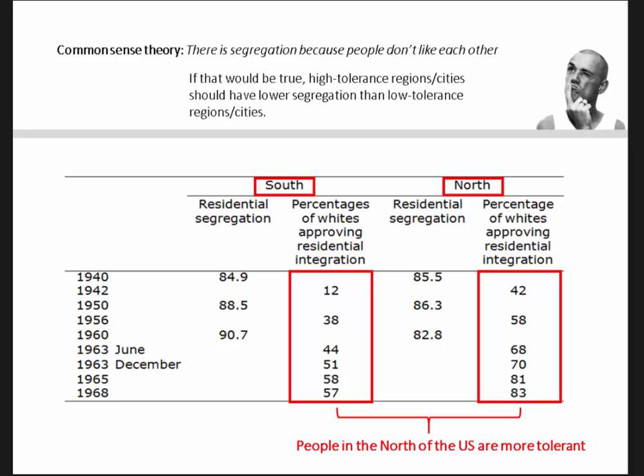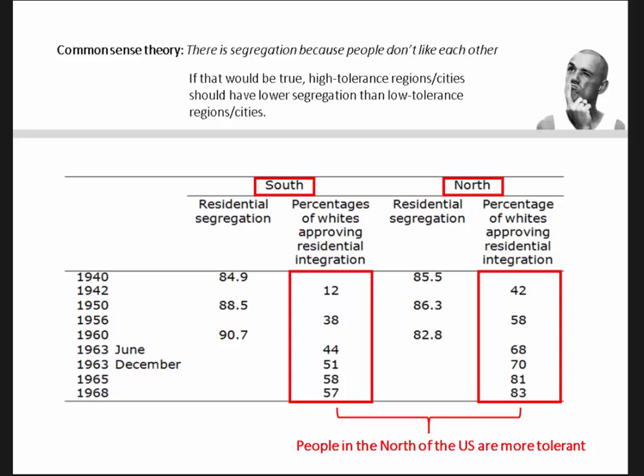So basically from these numbers you can tell that the South is less tolerant than the North. In 1942, only 12% of the people in the South were in favor of approved integrated neighborhoods, while in contrast 42% of the people in the North favor or approve residential integration. So that's what we find. People in the north of the US are more tolerant.